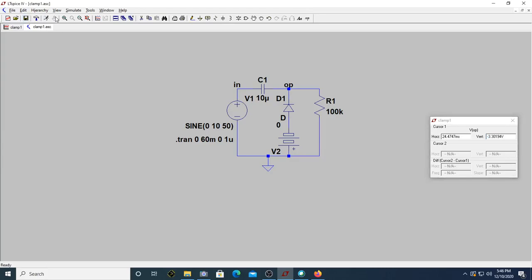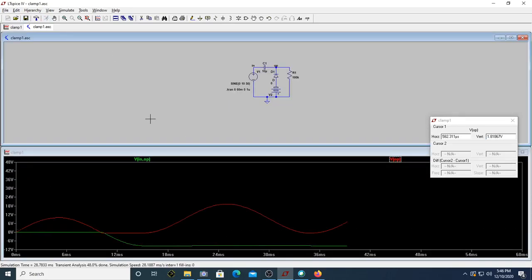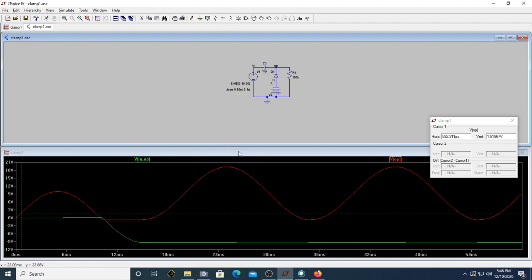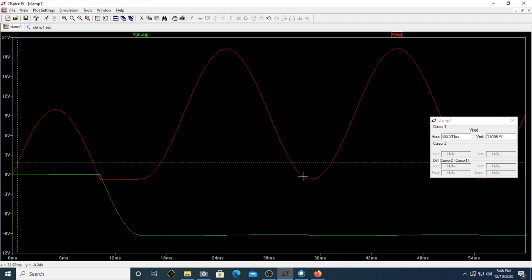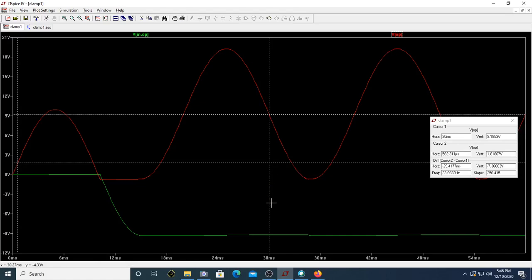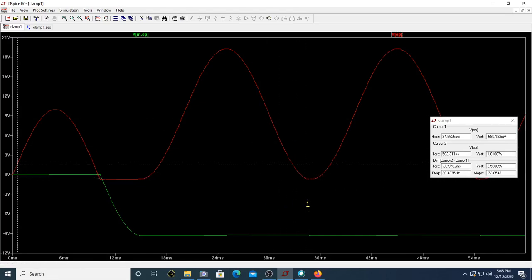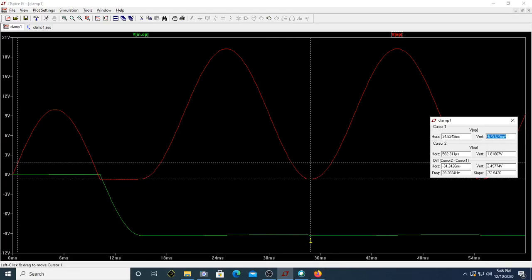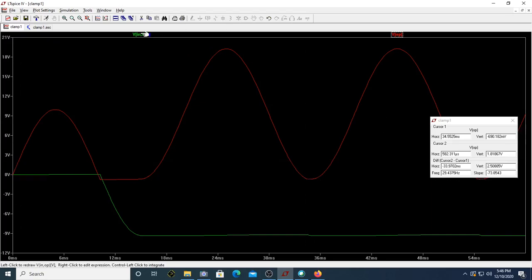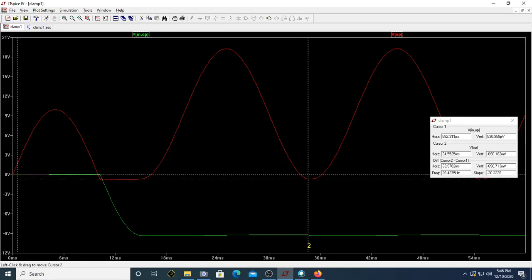So let me save this and run again. Just concentrate on where the negative peak is. This is my negative peak. This negative peak is now clamped down to minus V gamma. See here, this is going to minus 0.6. Can you see this is now almost minus 0.6 or minus 0.7 volt. The capacitor voltage is now charged to minus 9.4. I need to bring it onto this. You can see this is almost minus 9.4.